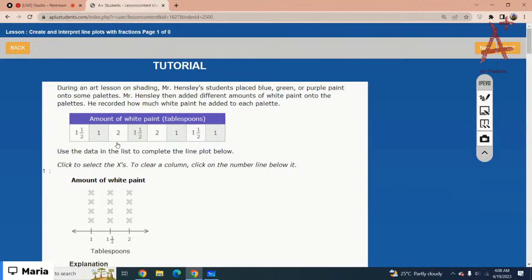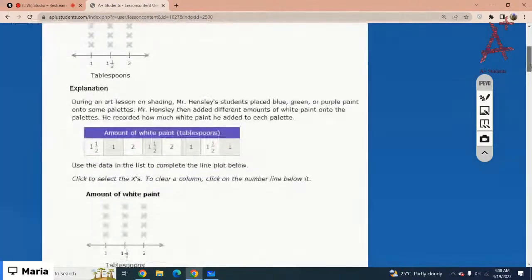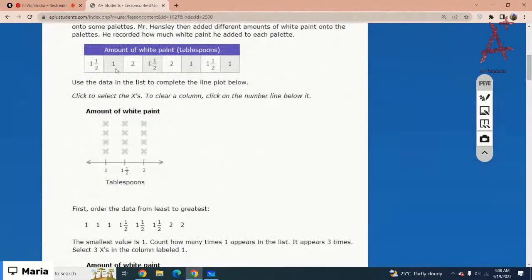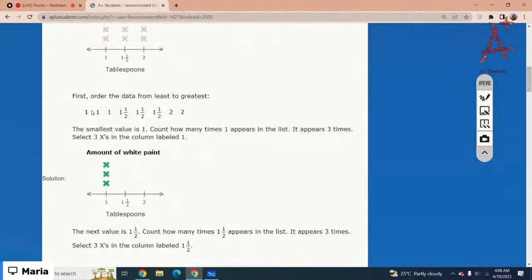You need to make a line plot. So, how do you make a line plot? You need to see what values you have: 1, 2, and 1 whole 1 by 2. You have three values. Got it? You have to arrange data from least to greatest. So when you arrange data from least to greatest, it would be 1, 1, 1, then 1 whole 1 by 2, 1 whole 1 by 2, 1 whole 1 by 2, and then you have 2, 2. Got it? So now just make a line plot.